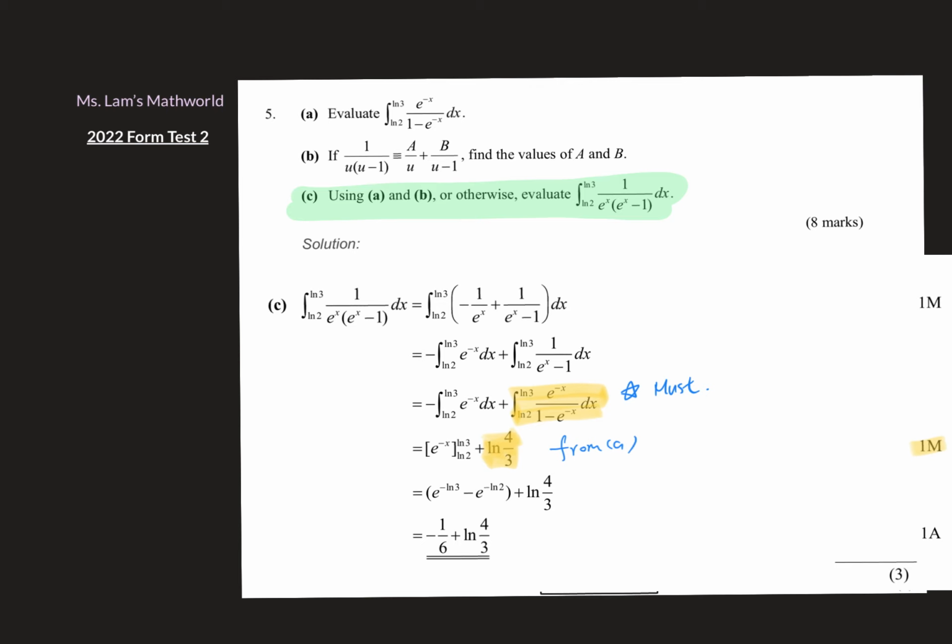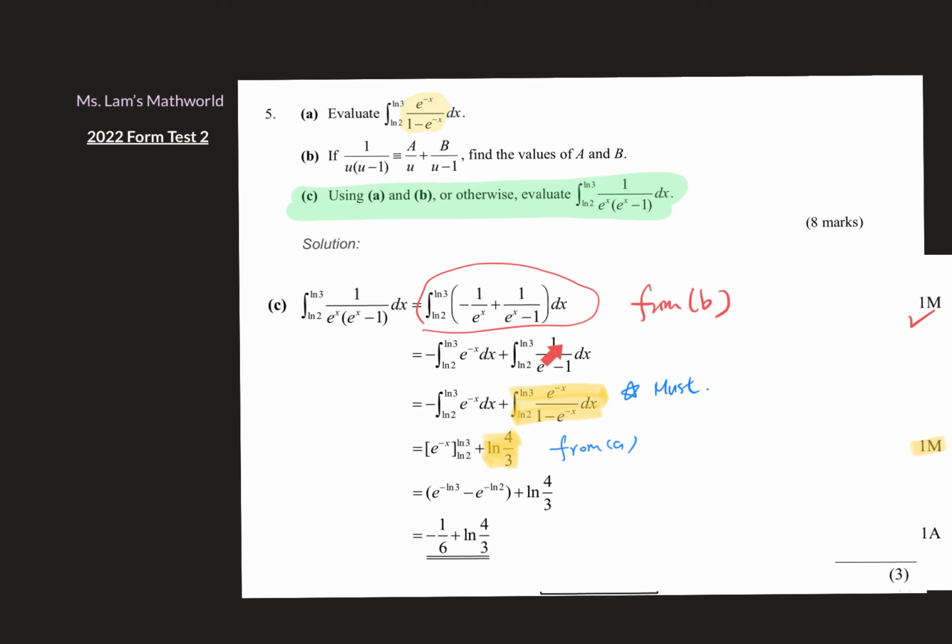So most of you are able to do the first step. That means you are able to use the result of B. That's good. But many of you are unable to use the result of A. The result of A means you get this integral, and you have to get the same integral before you do the substitution.